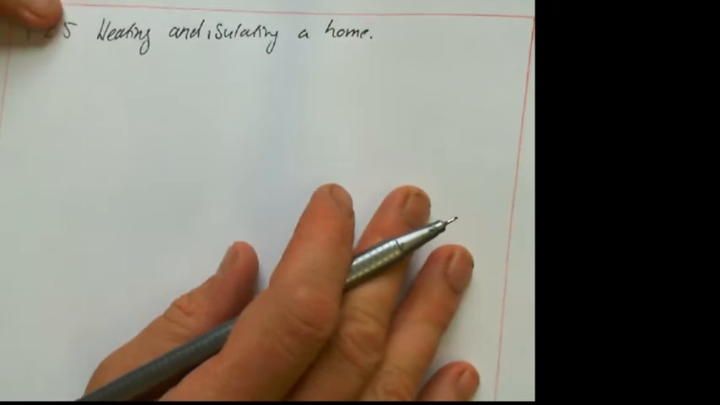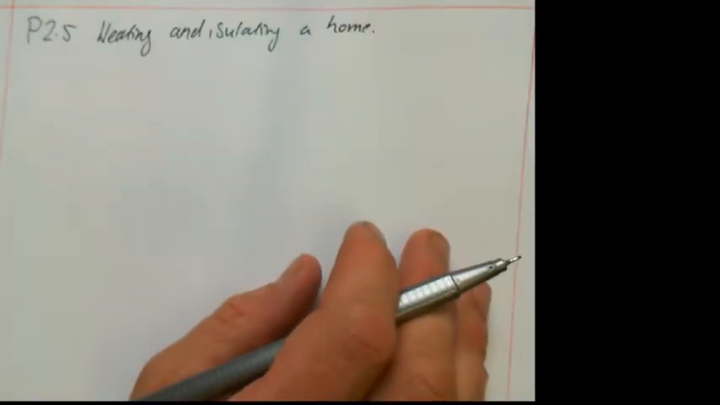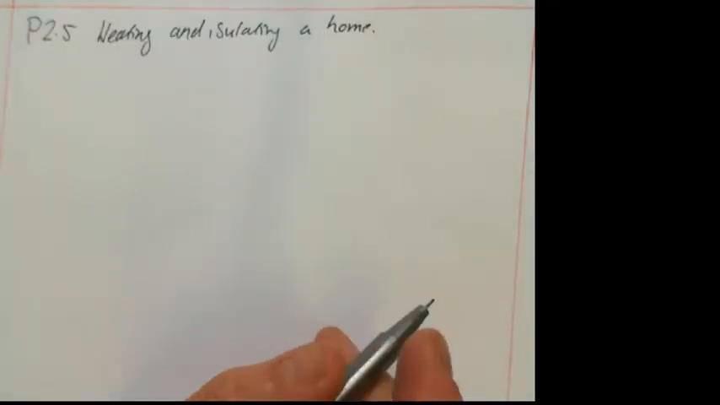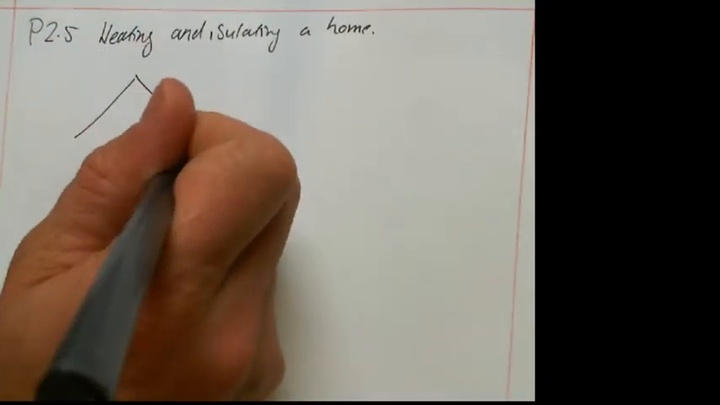Okay, so what we're going to talk about now is P2.5, and that is heating and insulating a home. And there's a few key things that you need to be aware of when you're talking about insulating and heating a home. Firstly, heat rises.